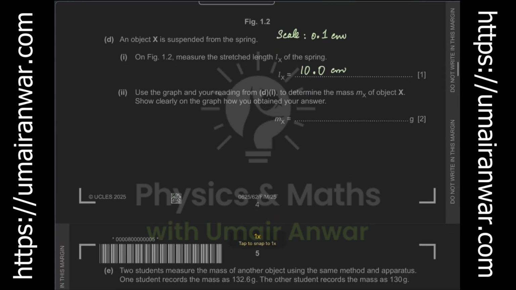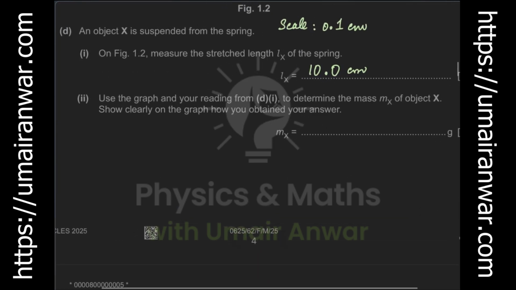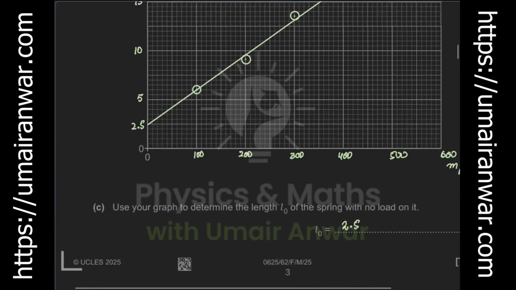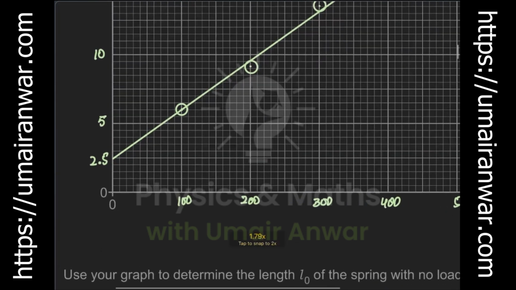Okay, use the graph and your reading in the previous part to determine the mass mx of object x. Show clearly on graph how you obtained your answer. This instruction is very important. Whenever we are going to read a value from the graph, we have to draw the dotted lines on the graph, whether they ask us or not, in order to get a better answer. So I'm going to make 2 lines over here.